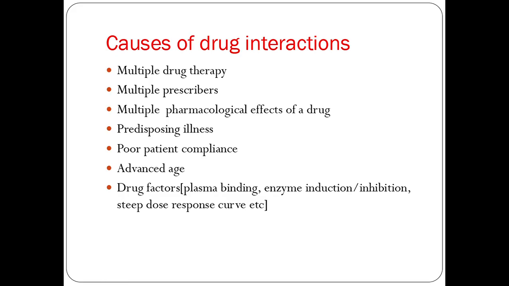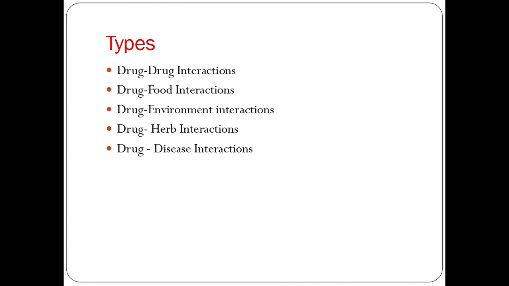And drug factors, that is plasma binding, enzyme induction or inhibition, steep dose response curve, etc. These are also causes of drug interactions. Then coming to types of drug interactions. Drug interactions can be of various types, like drug-drug interactions, drug-food interactions, drug-environment interactions, drug-herb interactions, and drug-disease interactions.